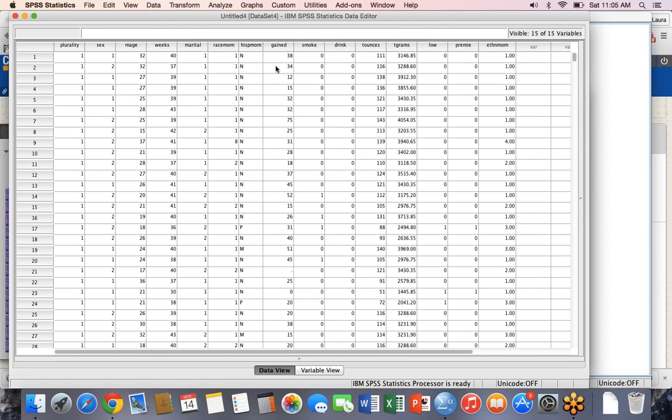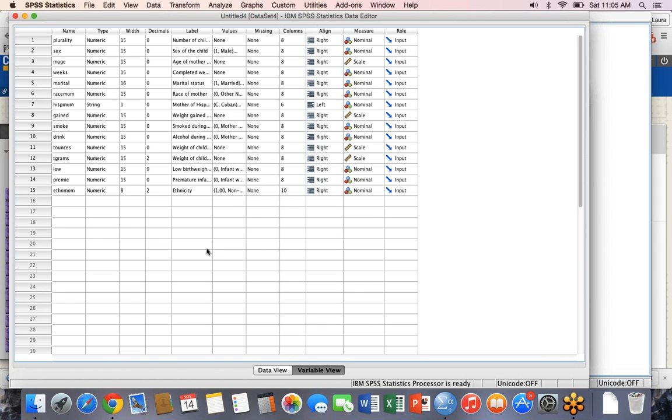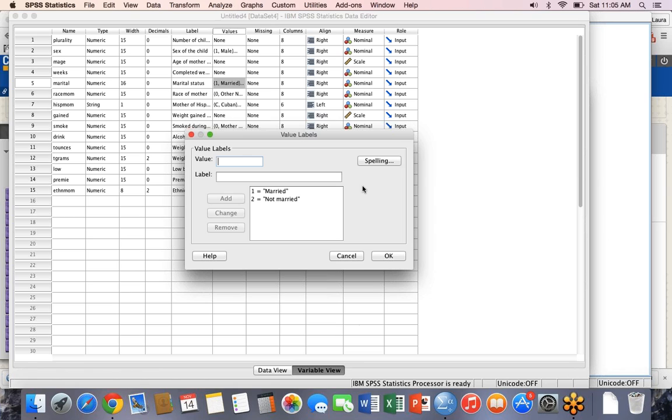In order to test that, that's an independent samples t-test. Notice that marital status can be 1 or 2, and that the weight gained is a number. If we go to the variable view and look at marital status, go over to the values box and click into it, it'll tell us what those values mean. So 1 is married, 2 is not married.